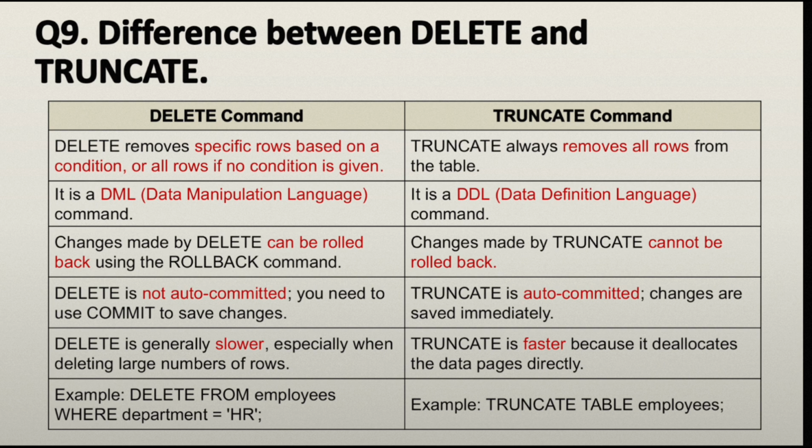Changes made by delete can be rolled back using the rollback command, while changes made by truncate cannot be rolled back. Delete is not auto-committed. You need to use commit to save the changes, while truncate is auto-committed. Changes are saved automatically. Delete is slower, especially when deleting a large number of records, while truncate is faster because it deallocates the data pages directly. You can also mention the below examples.